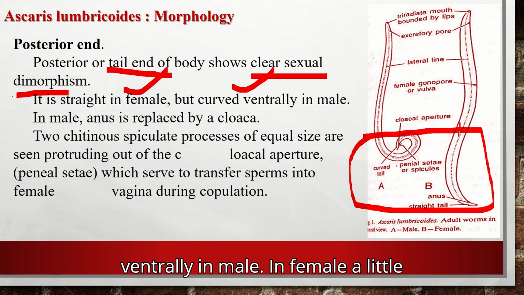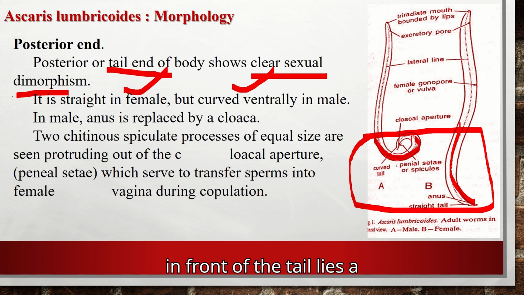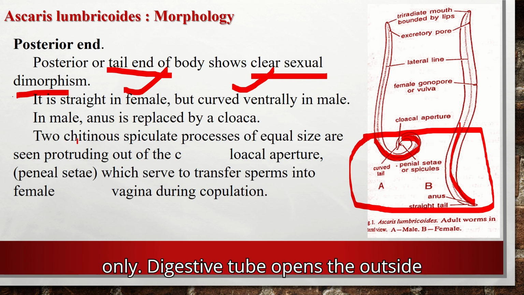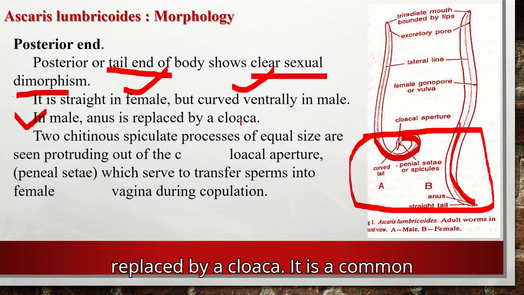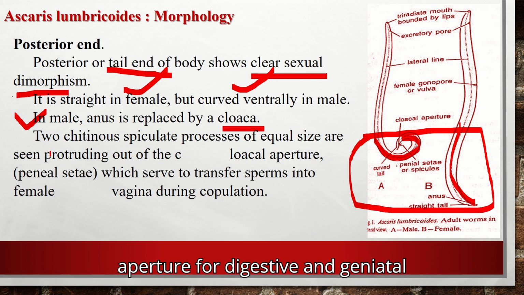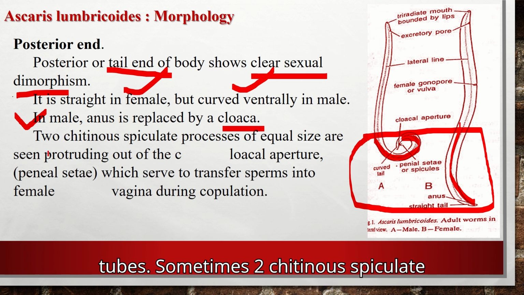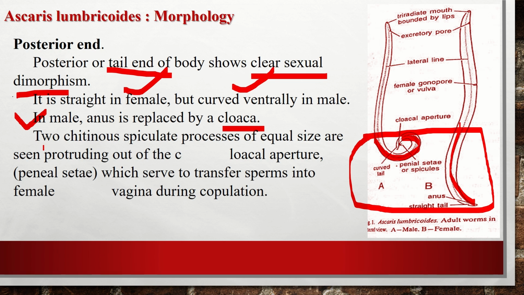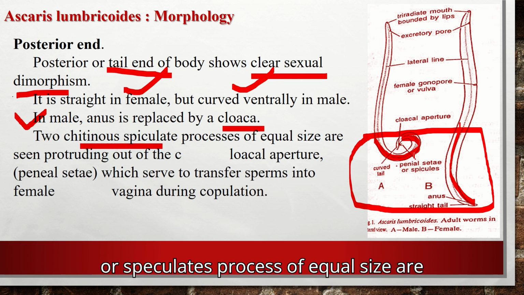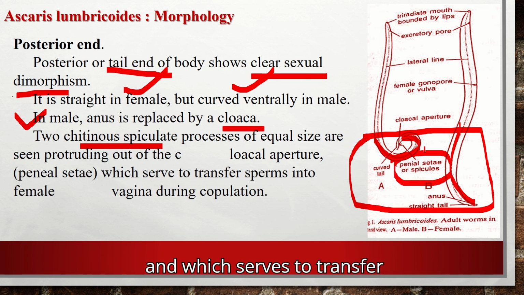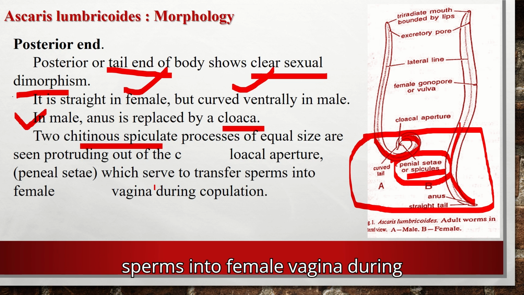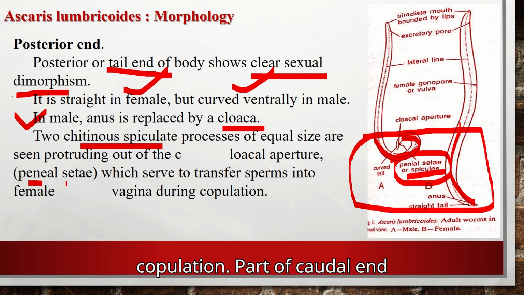In the female, a little in front of the tail lies a mid-ventral transverse aperture, the anus, guarded by thick lips. Only the digestive tube opens to the outside through the anus. In the male, the anus is replaced by a cloaca. It is a common aperture for the digestive and genital tubes. Sometimes two chitinous spicules, or spiculate processes of equal size, are seen protruding out of the cloacal aperture. These are called penial setae, and they serve to transfer sperms into the female vagina during copulation.